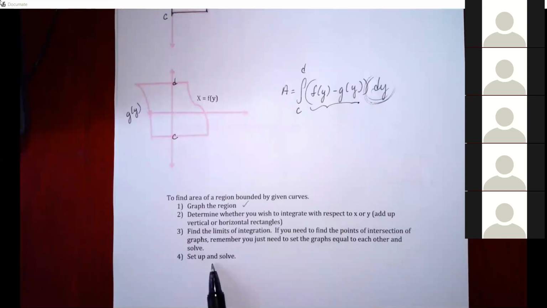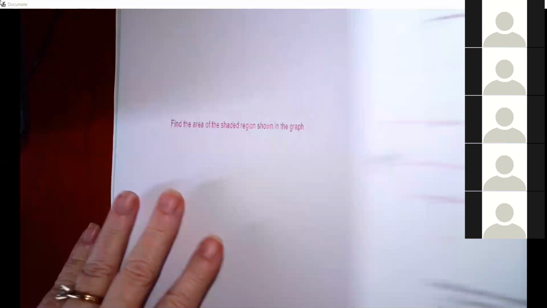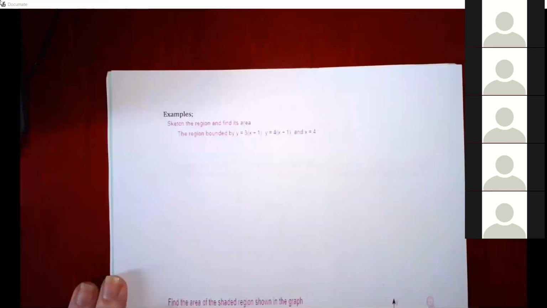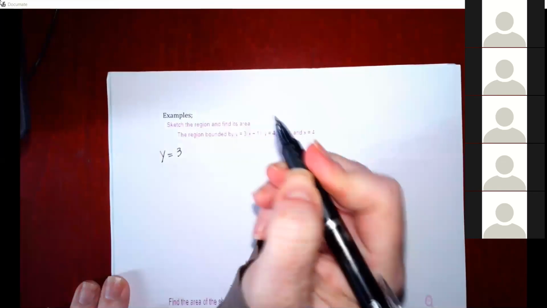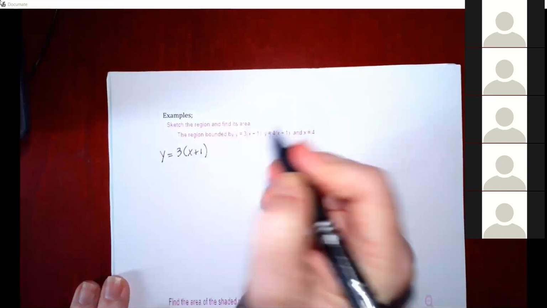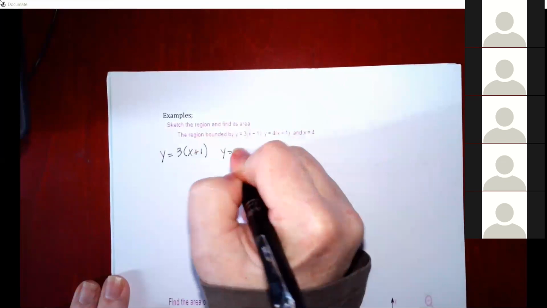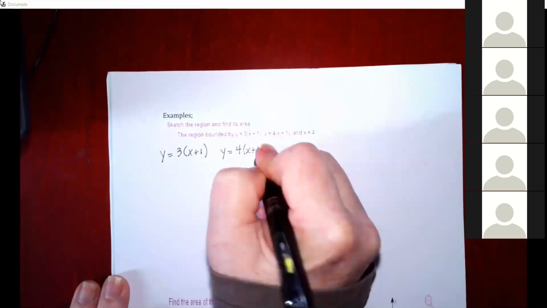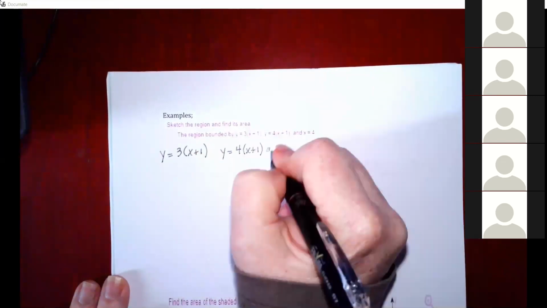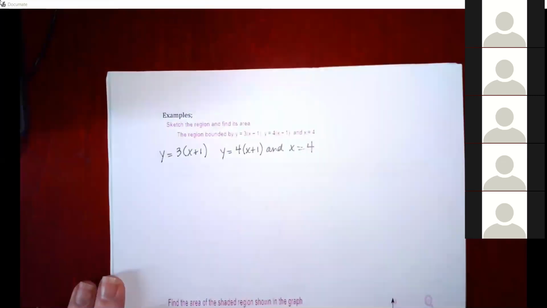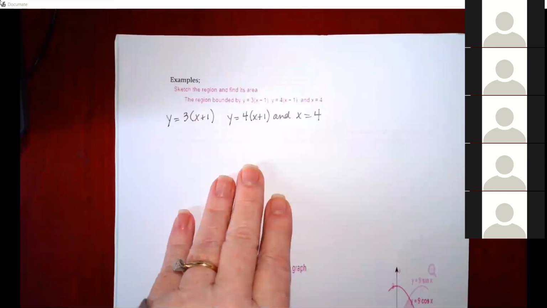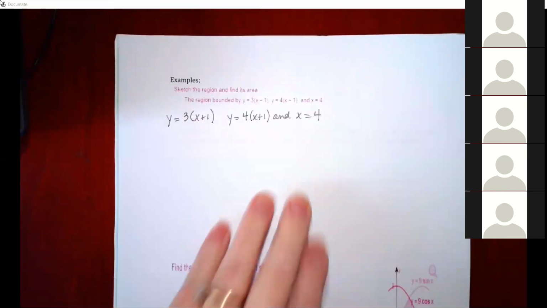Okay, so let's suppose, I'm going to rewrite it. We have y equals 3 times x plus 1. y equals 4 times x plus 1. And x equals 4. So we want to draw the region bounded by these 3 graphs and then find its area.